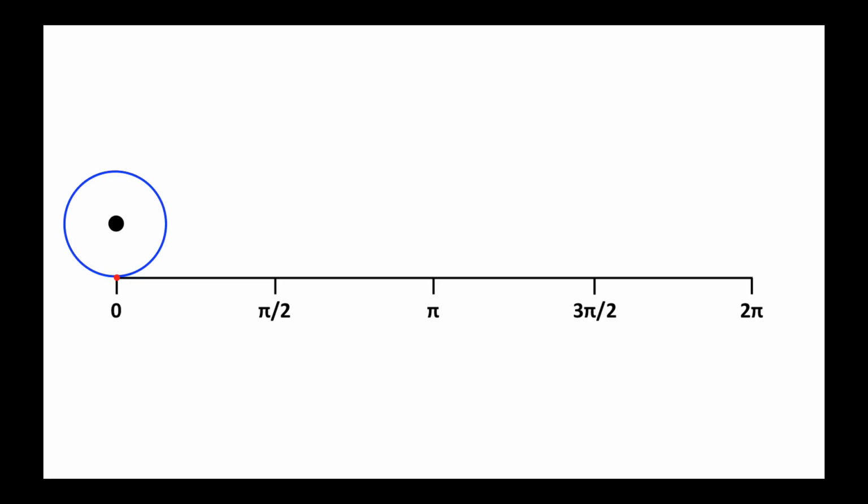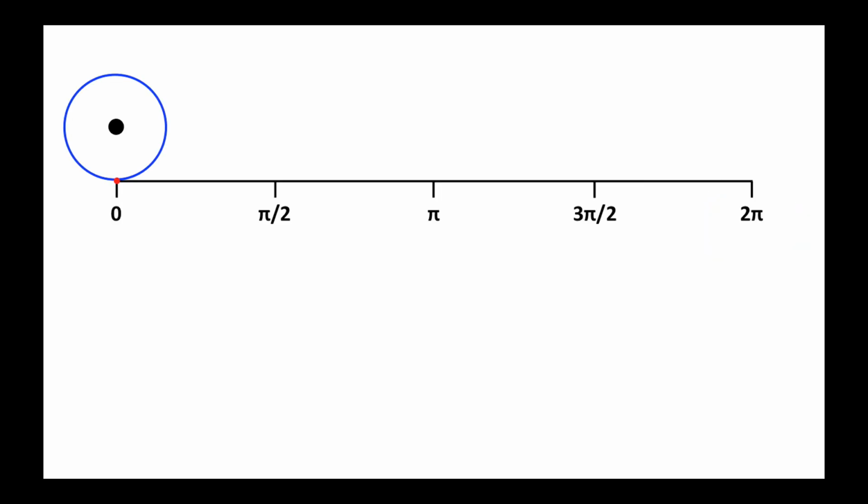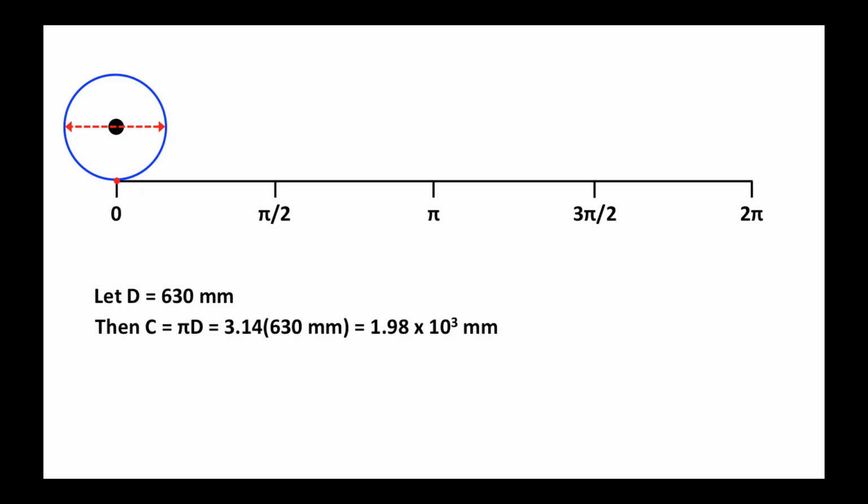Here we see the wheel in its starting position, and we're going to roll it to the right, ending with a red dot at the bottom, which is where it was 1 revolution ago. If my rim has a diameter of 630 millimeters, then the circumference is pi times the diameter, and that gives me 1.98 times 10 to the third millimeters.